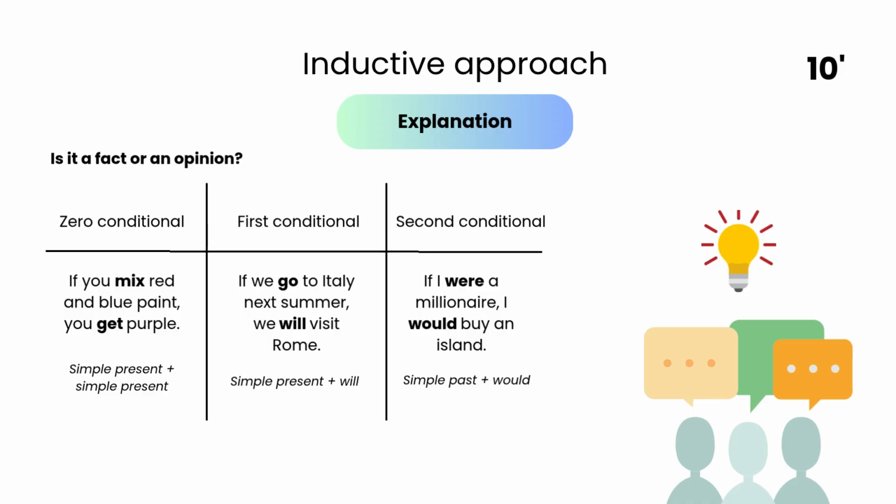So as you write the chart, you're going to ask your students now, is this sentence a fact or an opinion or an unreal situation? Is it something true? And then through that kind of questions, your students are going to have the whole explanation. They're going to remember what they already know, and they're also going to discover the structures that are being used, especially in the second conditional.